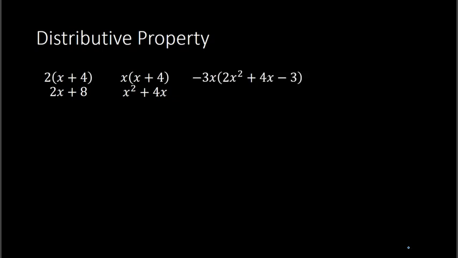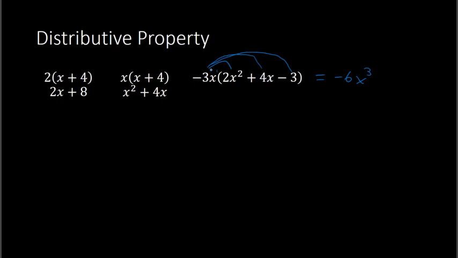Now here's another example. We have negative 3x times 2x squared plus 4x minus 3. If you are to distribute, you take negative 3x and multiply it by all three terms. So negative 3x times 2x squared would be negative 6x, and then we have 1 x here, 2 x's here. When you multiply, you add the exponents, 1 plus 2 to get 3.